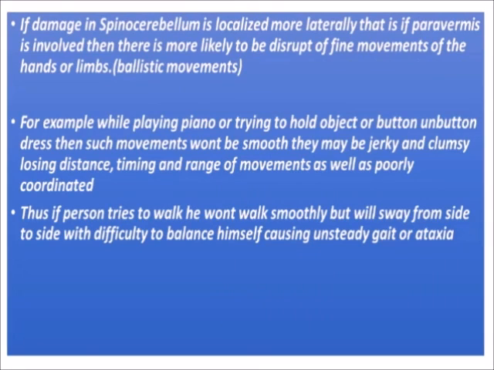If damage in the spinocerebellum is localized more laterally, that is, if the paravermis is involved, then there is more likely to be disruption of fine movements of hands or limbs, which are called ballistic movements. For example, while playing piano or trying to hold objects or unbutton his dress, such movements won't be smooth. They may be jerky and clumsy, losing distance, timing, and range of movements, as well as poorly coordinated. Thus, if a person tries to walk, he won't walk smoothly, but will sway from side to side with difficulty to balance himself, causing unsteady gait or ataxia.